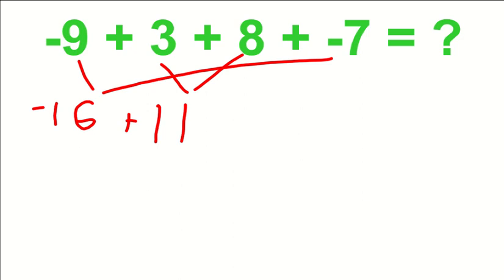So now I'm going to add them together. Signs are different, subtract, sign of the bigger number. It really doesn't make a difference which way you do it, and there are always other ways to do stuff, but either way should get you negative 5 if done correctly. Any questions on that?